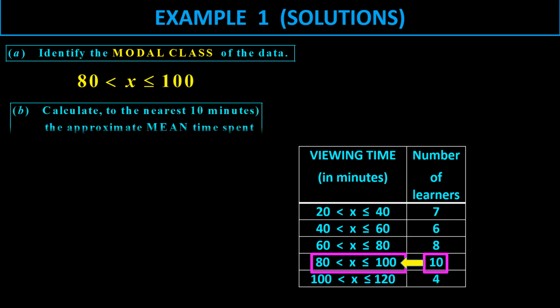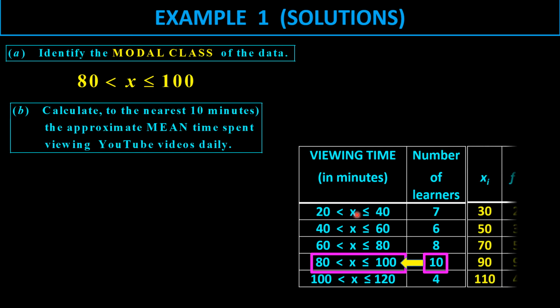Okay. Next, we want to determine the approximate mean. So you know there are 7 values, and we'll have to find the midpoint. So I need to create a column, and we find the midpoint between 20 and 40, which is 30. So we calculate all the midpoints. Once we get the midpoints, we need to find the product. 7 times 3 is 210, 50 times 60, 70 times 8, 90, etc.